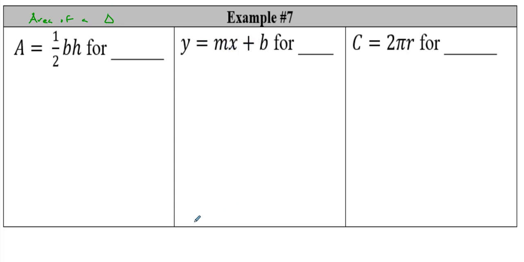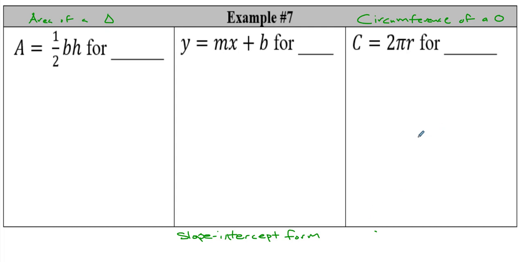Who knows what this one is? Let me put it down here. We got slope-intercept form. Really get to know this one because we're going to see it in our next unit. Slope-intercept form. And then we got this one. Oh, let's put it back up here. This is our circumference of a circle.